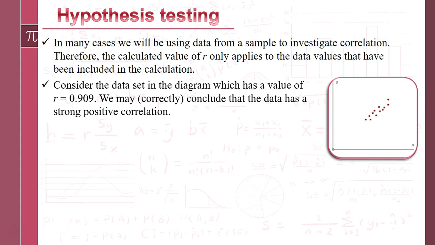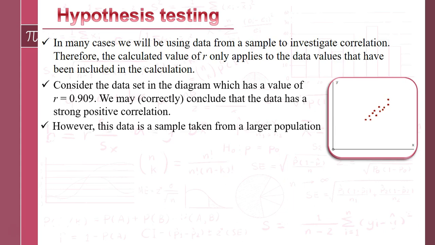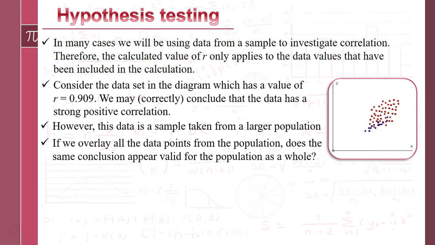But then we remember that it's actually coming from a much larger population potentially. So let's imagine we can overlay that larger population, take all our data and plot that, and we find it's looking like that. The blue values here are the ones that we plotted originally, with the value of R being 0.909. But when we look at this now, this is looking less like a strong positive correlation. So the question is, can we use what we see from our sample to make a judgment about our whole population set?